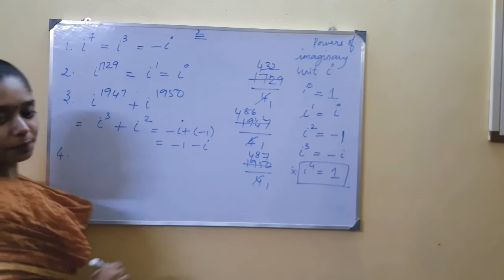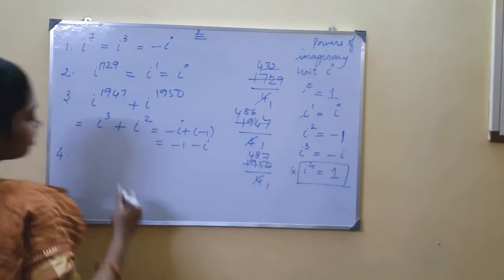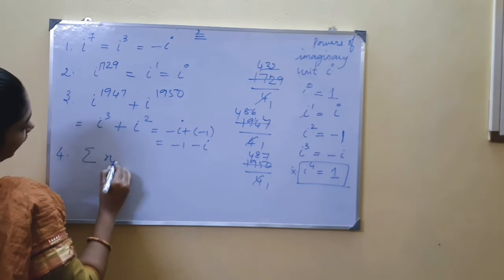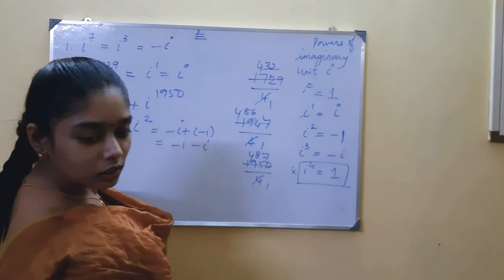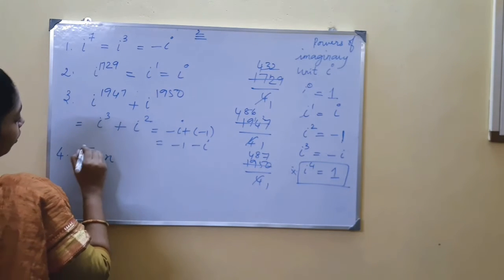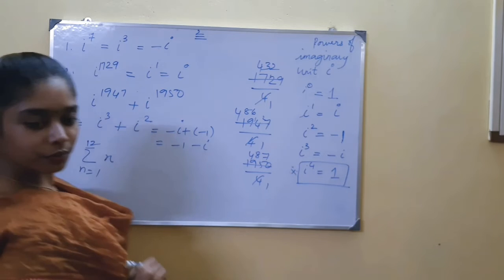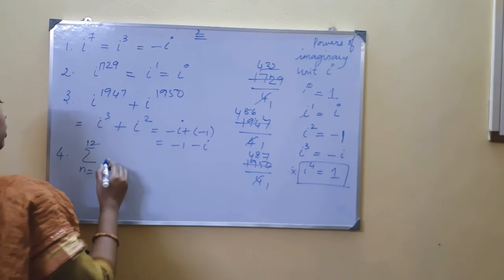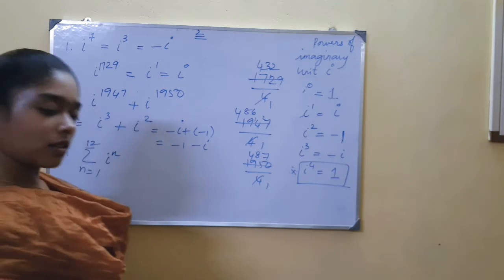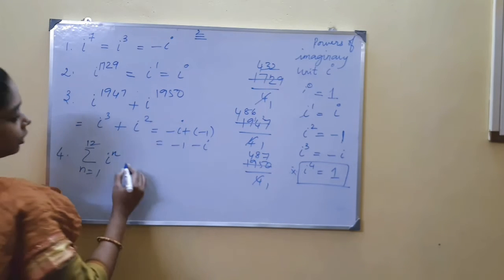Now the fourth problem. The fourth problem is summation i to the power n, where n varies from 1 to 12.